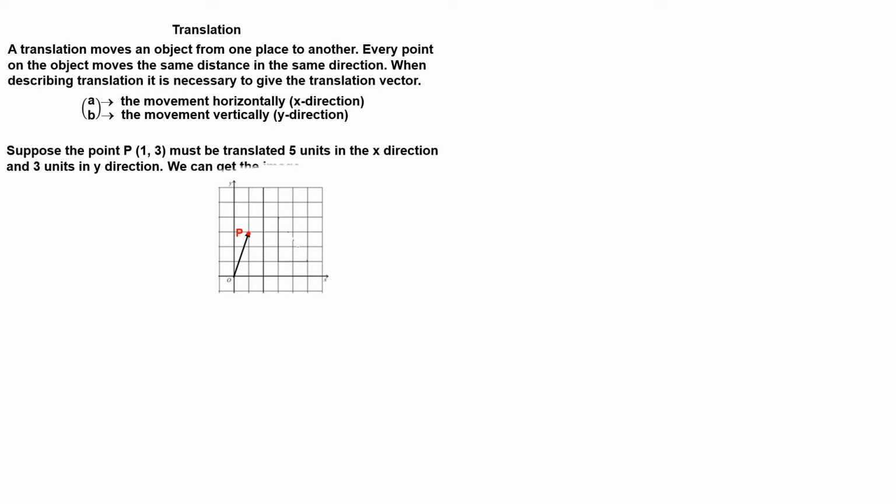We can get the image of point P by writing: image of point P, or new coordinates, equals coordinates of point P, or original coordinates, plus translation vector. We must add 5 units in the x direction and 3 units in the y direction. This is the image of point P. Look at the diagram.